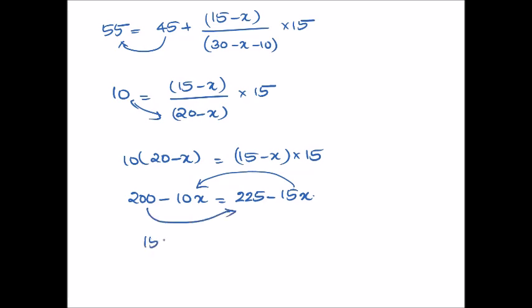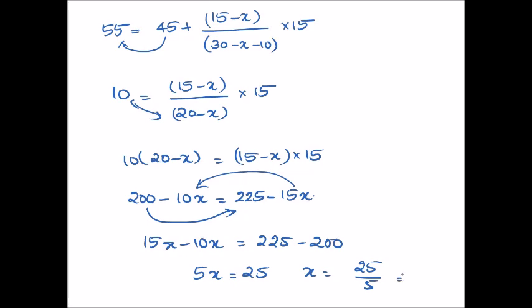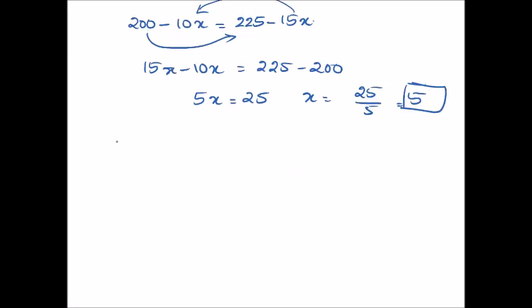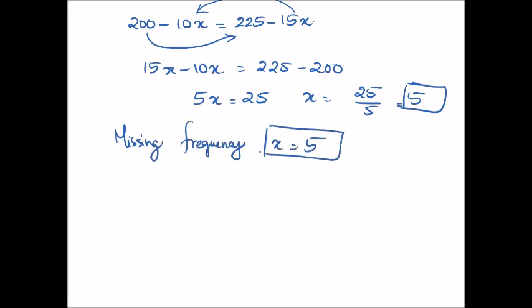So we will move this 15x to here and 200 to here. That is 15x minus 10x is equal to 225 minus 200. That is 5x is equal to 25, and x is equal to 25 divided by 5, that is equal to 5. So we get the value of x. Hence the missing frequency x is equal to 5. This is the value of x.